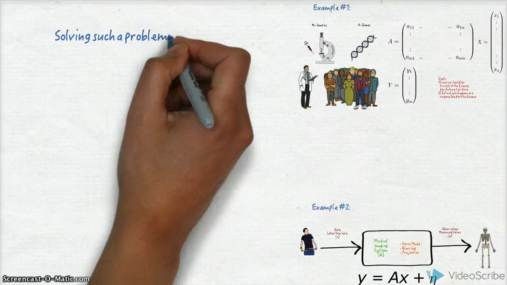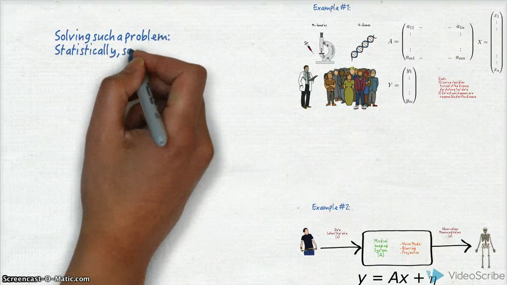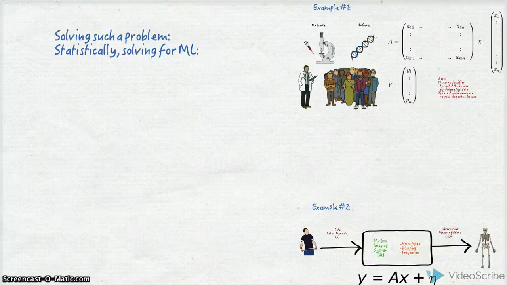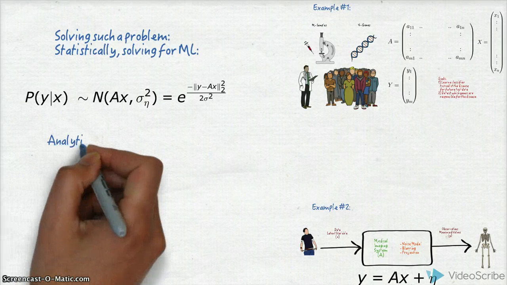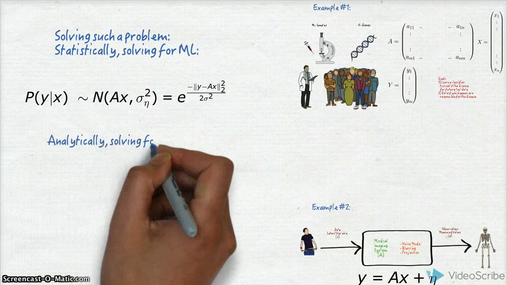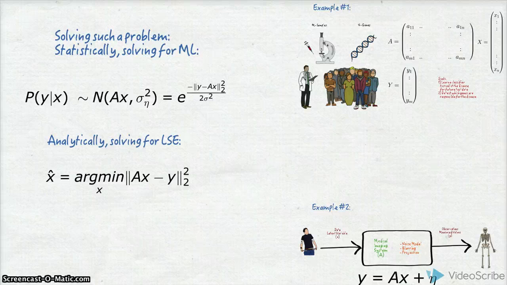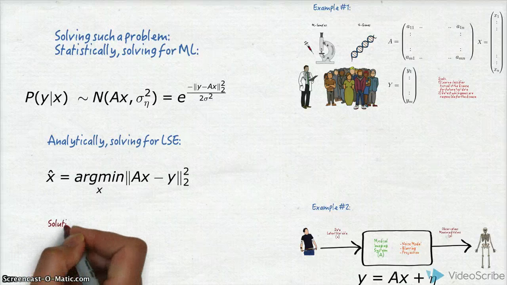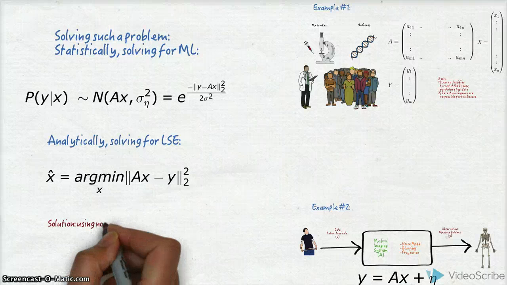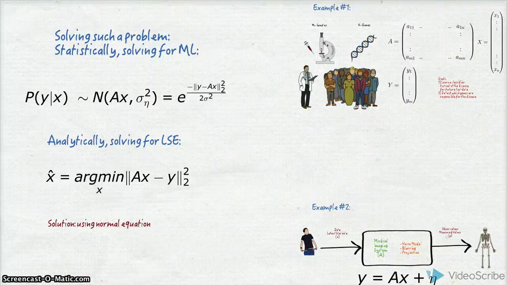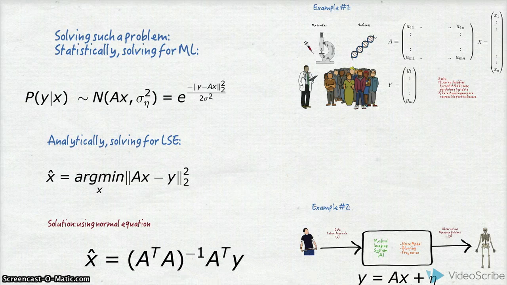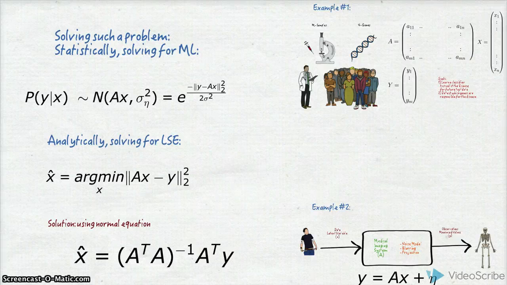All of these problems can actually be solved statistically. We can solve for maximum likelihood, and solve for the probability of Y given X, which can be assumed as a Gaussian distribution which has AX as mean and some variance. Or analytically, we can solve for the ordinary least squares error, minimizing the norm 2 of AX minus Y, the error term. So the solution can be formed as a closed-form solution. This is the predicted X equals (A transpose A) inverse times A transpose Y.